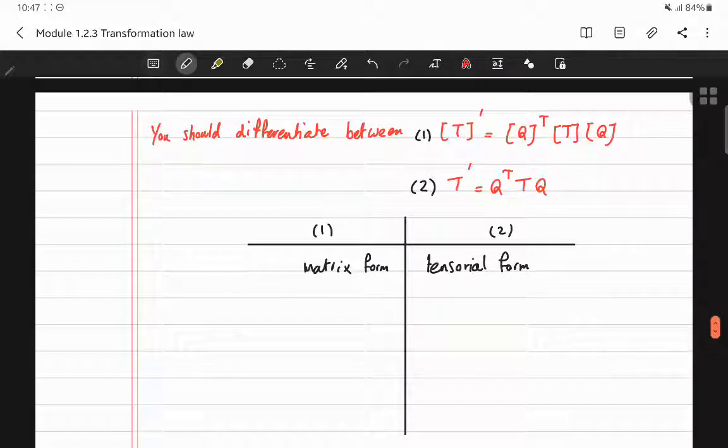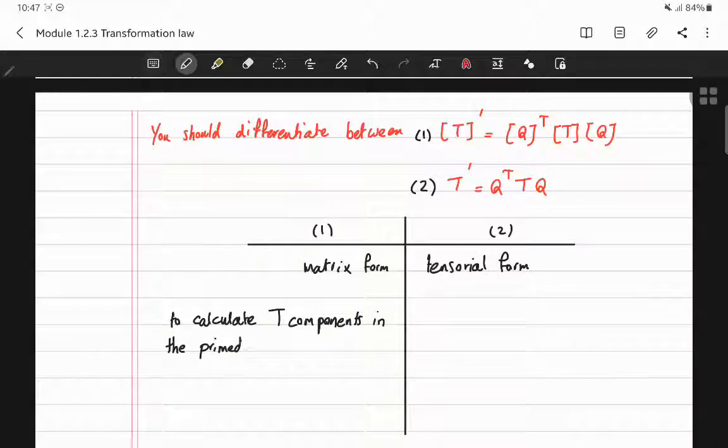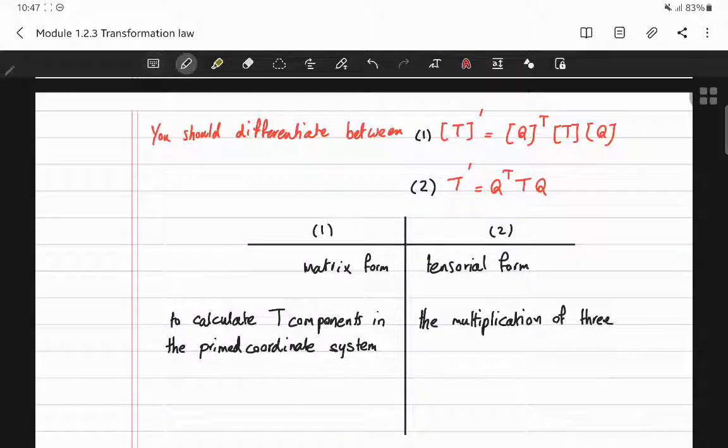The first one is used to calculate components of T in the primed coordinate system, while the second one is just the multiplication of three tensors. So you have to differentiate between these two. They're quite different.